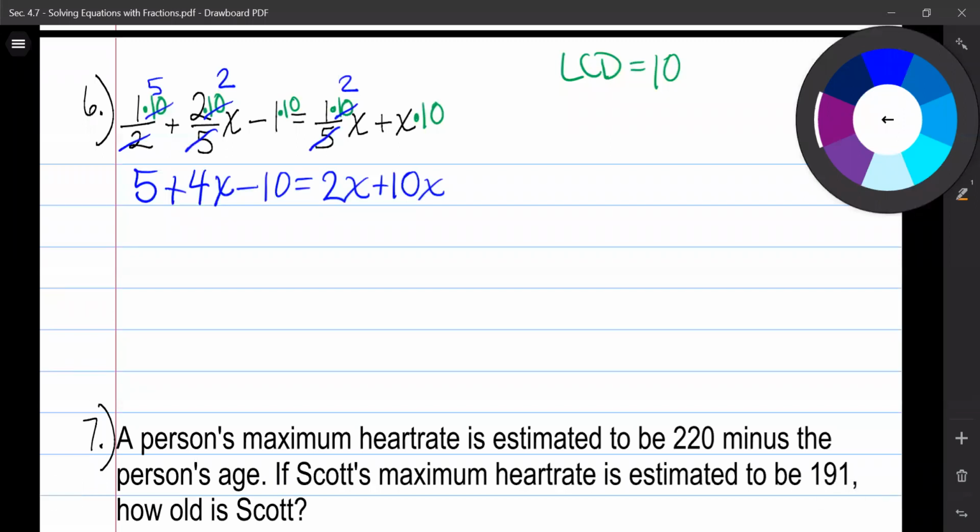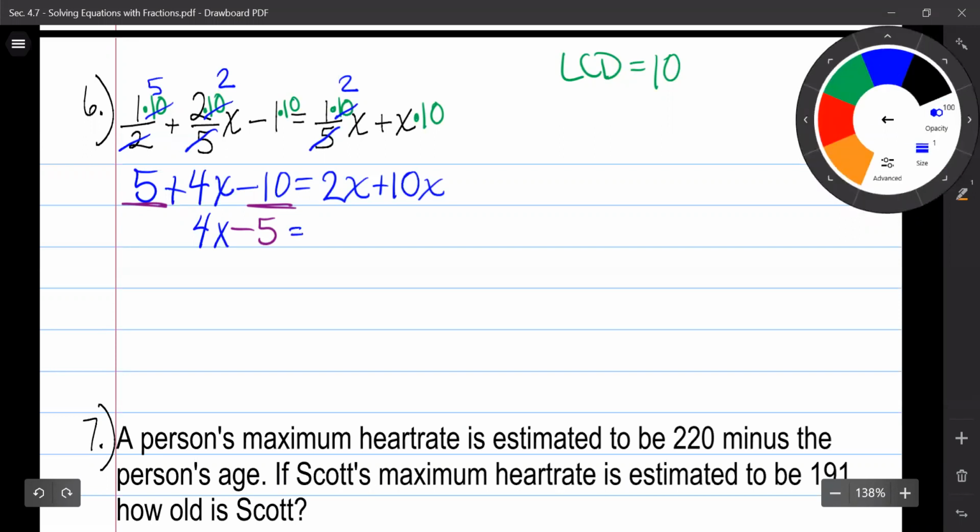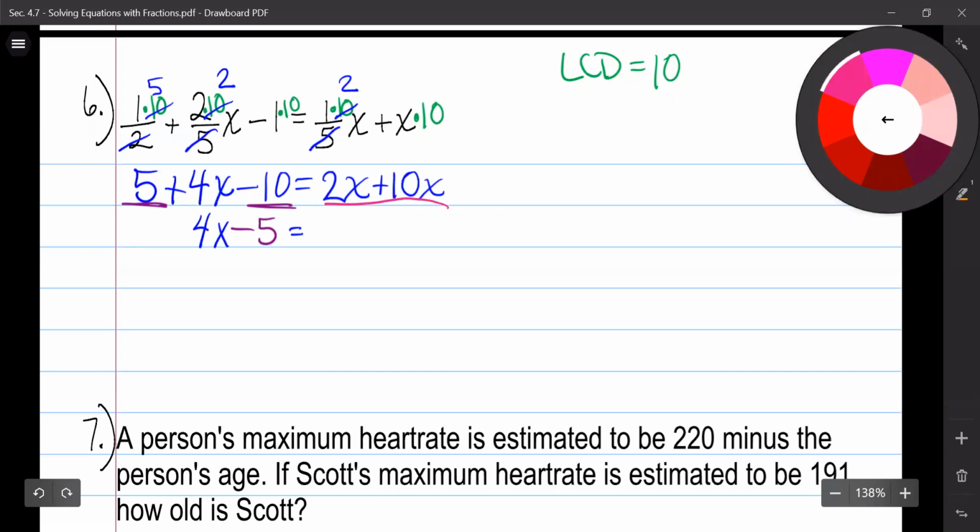So next, let's combine like terms. So 5 minus 10 equals negative 5. And I'm just going to bring down the 4x. So I've got 4x minus 5 equals. And then on the other side, I just have to combine like terms. 2x plus 10x equals 12x. So I have 4x minus 5 equals 12x.